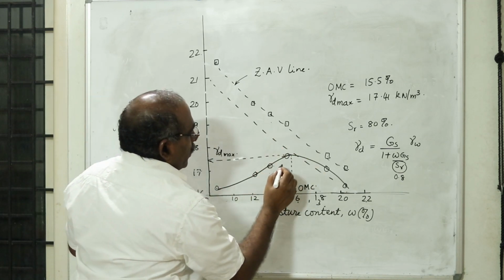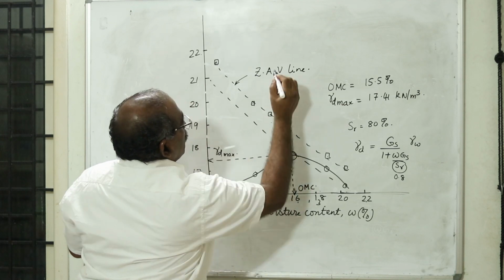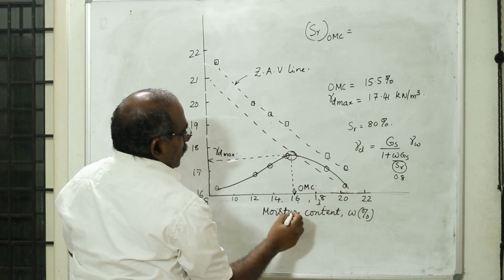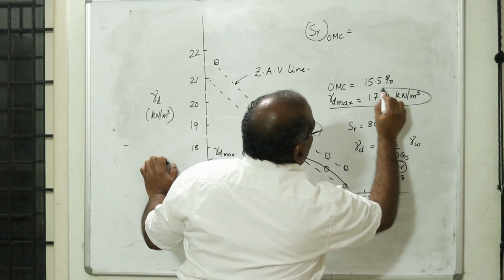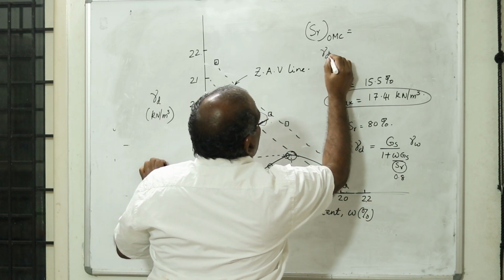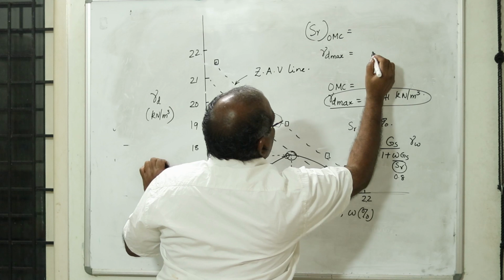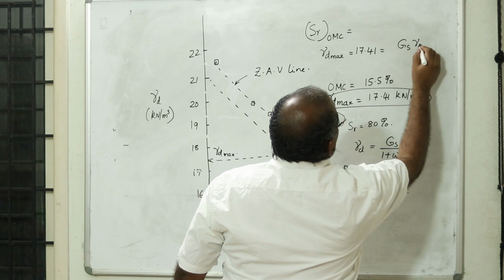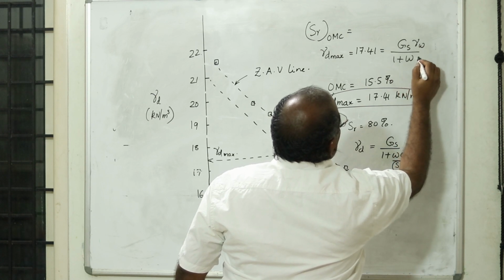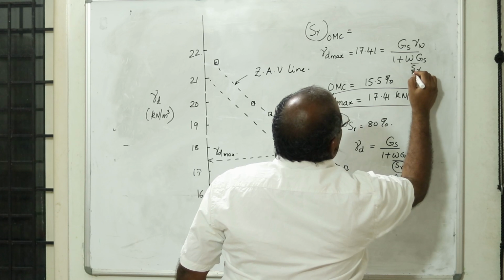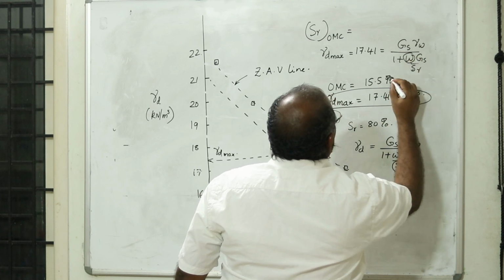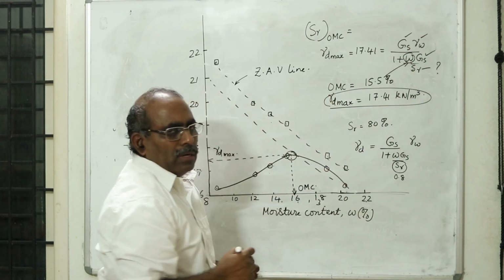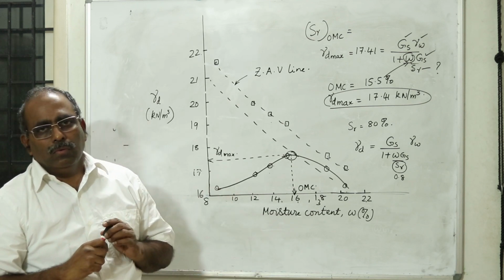Then they may also ask you to find out the degree of saturation, what is your Sr at OMC. Now we can find out your gamma d maximum here. Using this, gamma d maximum 17.41 is equal to Gs into gamma w by 1 plus w into Gs by Sr. Now for this water content, you are going to substitute the OMC water content. This you know, this you know, this you know, and Sr is the unknown. You can find out the degree of saturation at OMC.